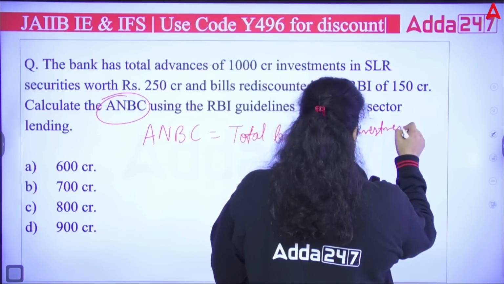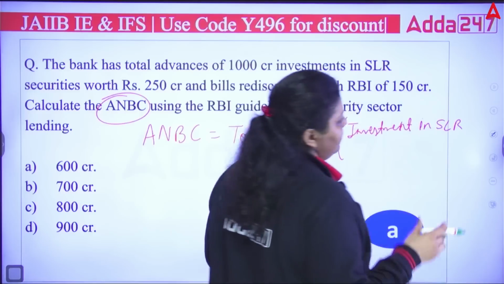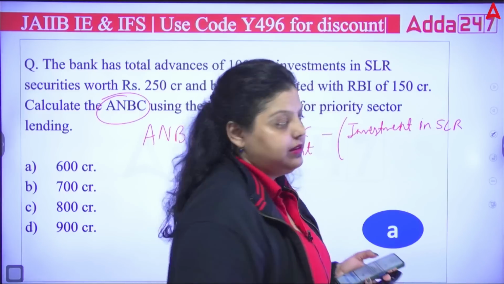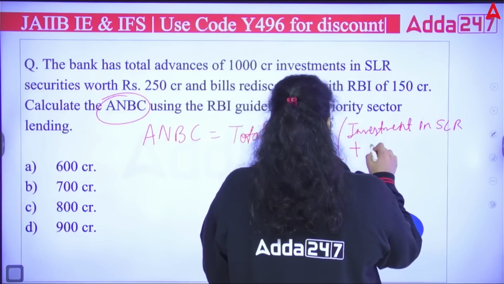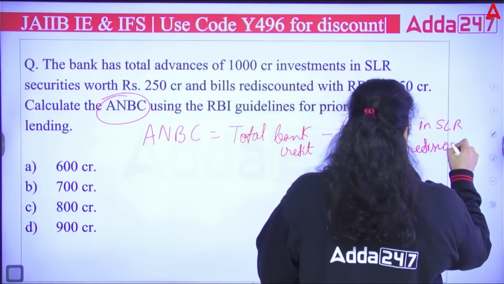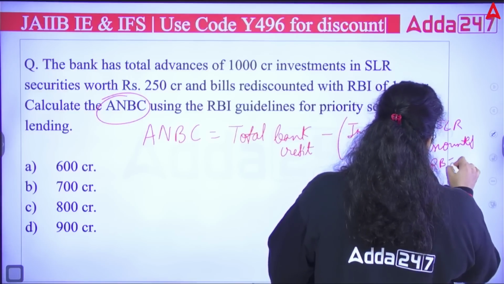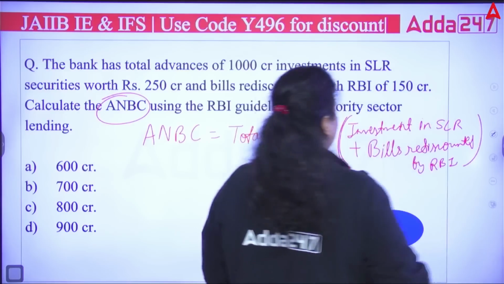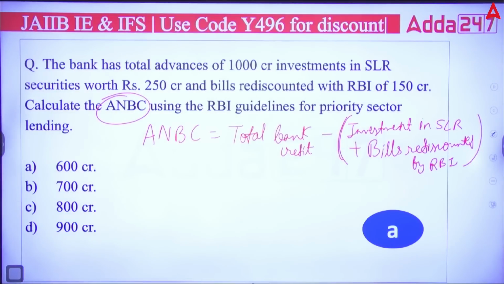investment in SLR. Why are we subtracting the investment in SLR? Because investment in SLR is a reserve that the bank has to maintain. Investment in SLR plus bills rediscounted by RBI. The bills rediscounted by RBI also have to be subtracted because you have to return that money. It's not your asset. Right? So the investment in SLR is your reserve, and the rediscounted bills we have to return to the RBI. So we have to subtract that.